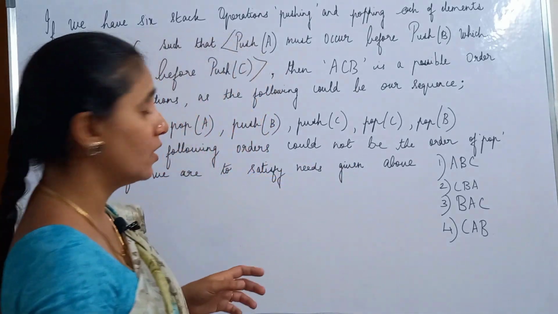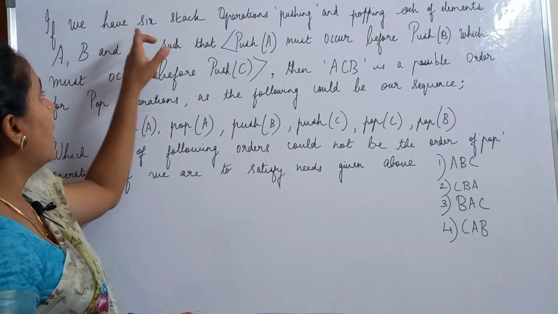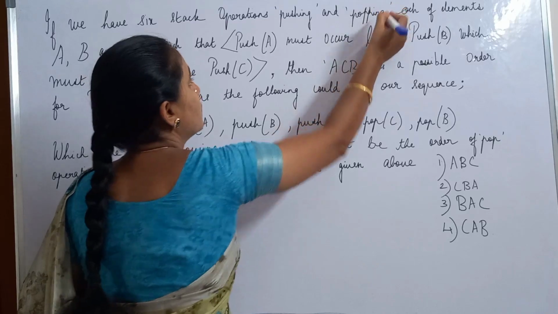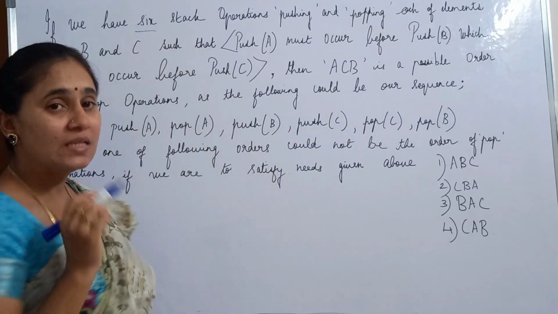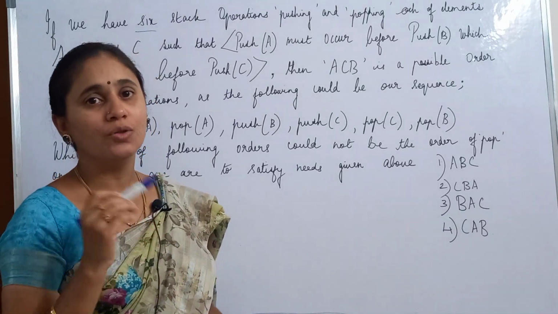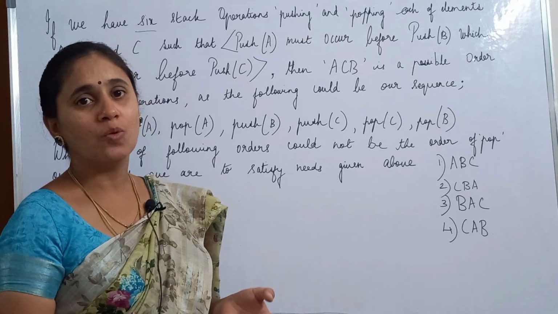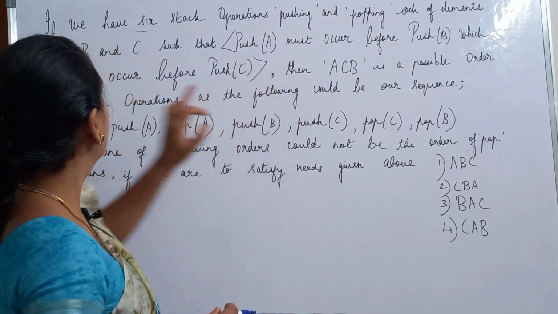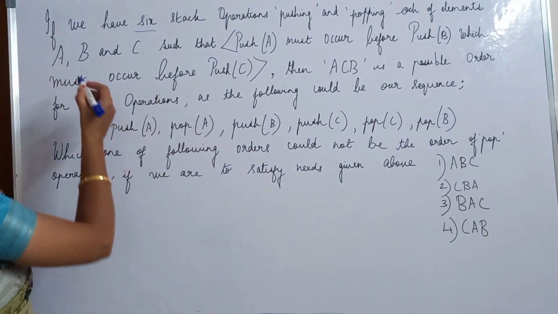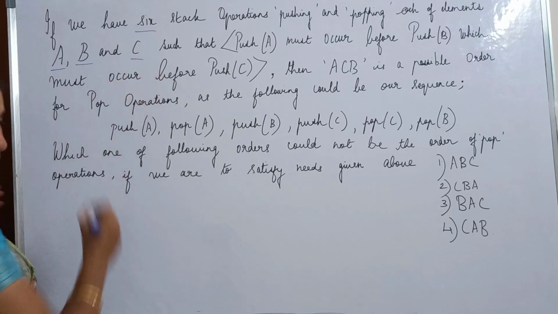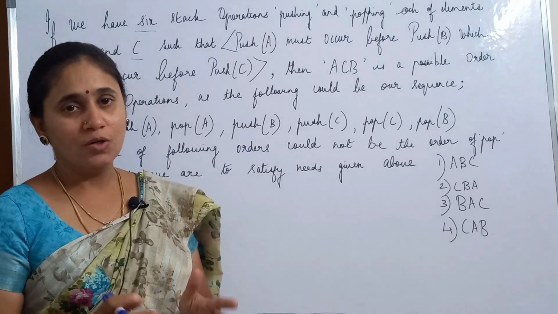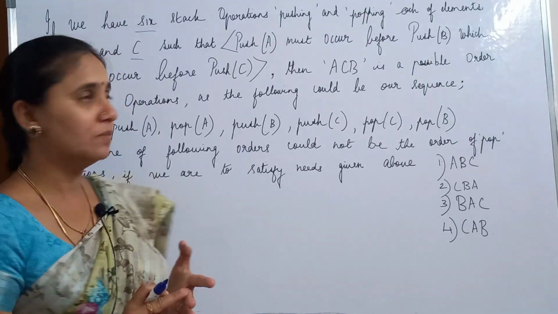We shall proceed. If we have 6 stack operations, pushing and popping, we are going to implement 6 stack operations. In those 6 stack operations, we do push as well as pop operations simultaneously. Each of the elements is pushed and popped. The elements they have given are A, B and C, so keep that in mind.